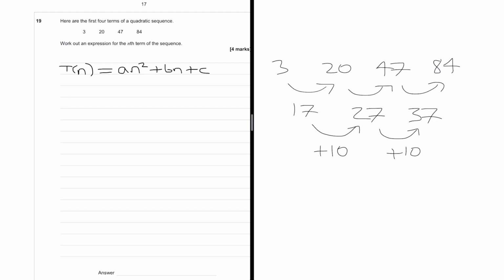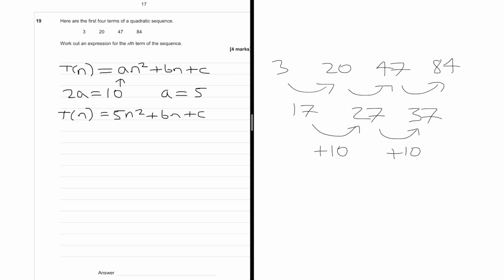And as a rule, and it can be proven as well, what we know about a quadratic sequence is that for this term a here, 2a is equal to the second difference. So it's going to be 2a is equal to 10. Whatever this difference was, if it was 15, it would be 2a equals 15. If it was 20, 2a equals 20. So this allows us to work out the value of a. So a is going to be 10 over 2, which is 5. So let's just plug that in. So we now have 5n squared plus bn plus c. So now we just need to work out the b and the c.